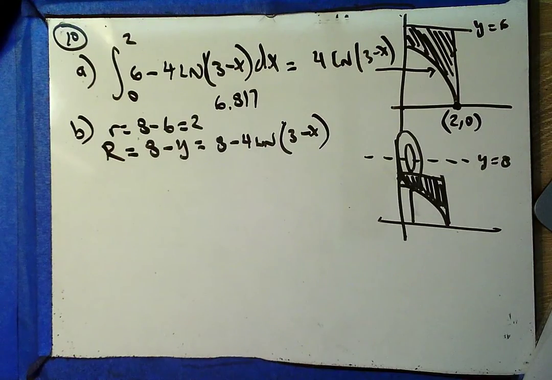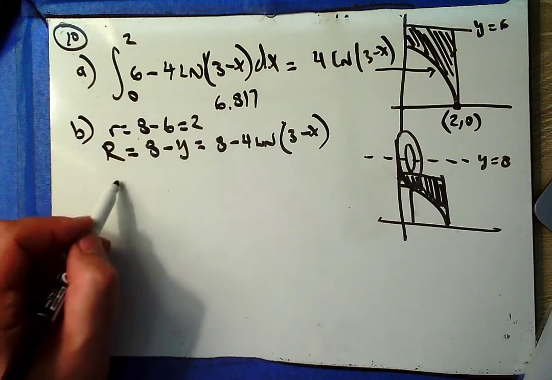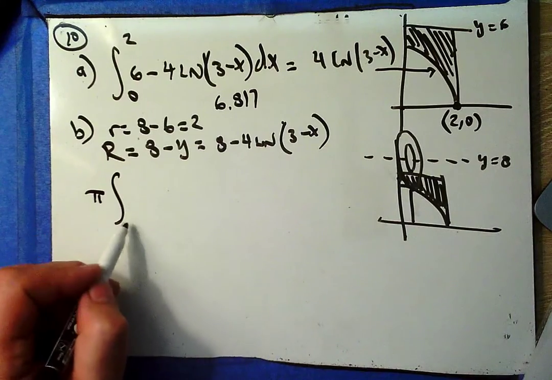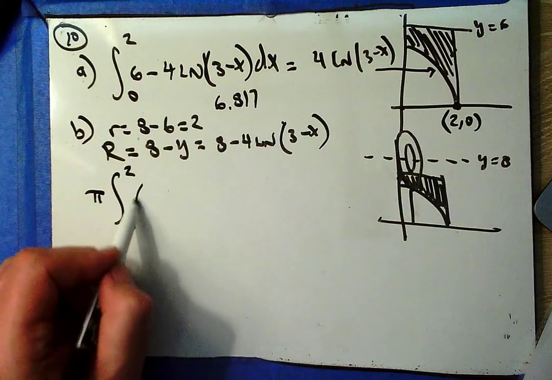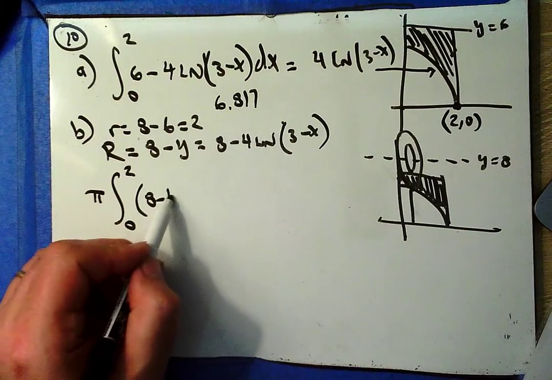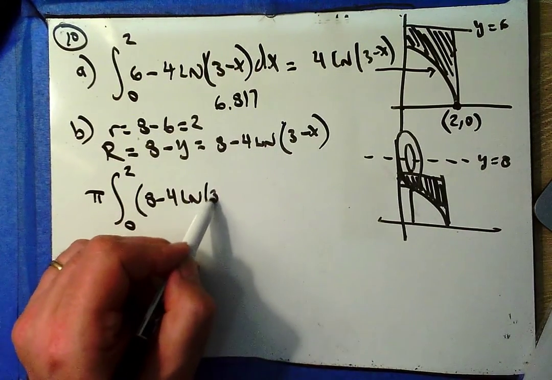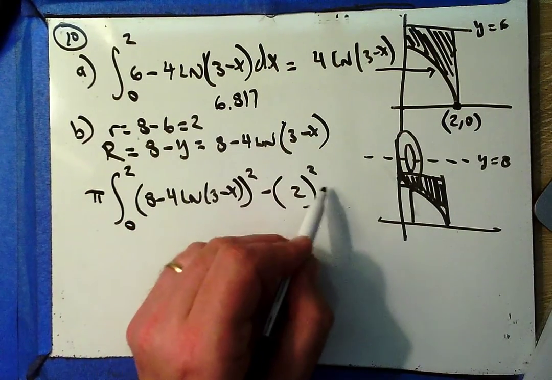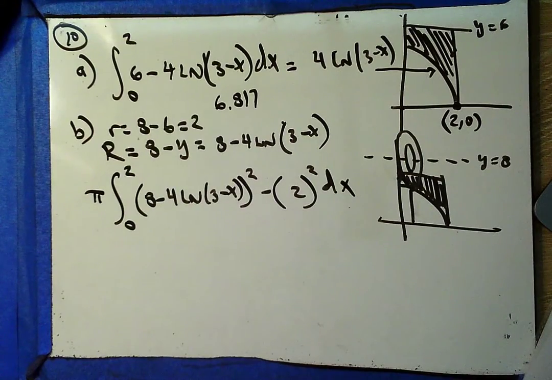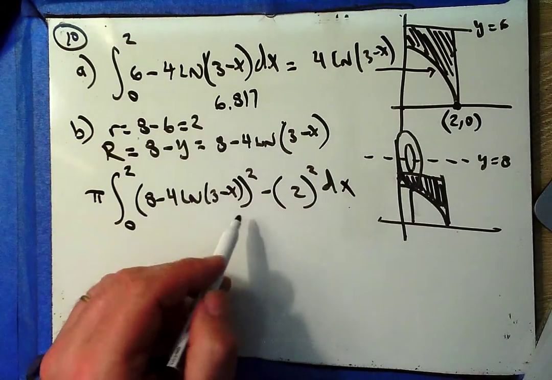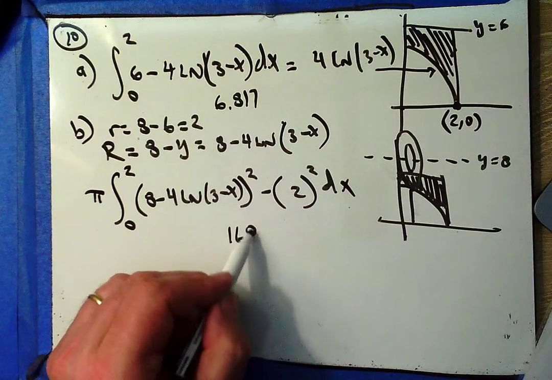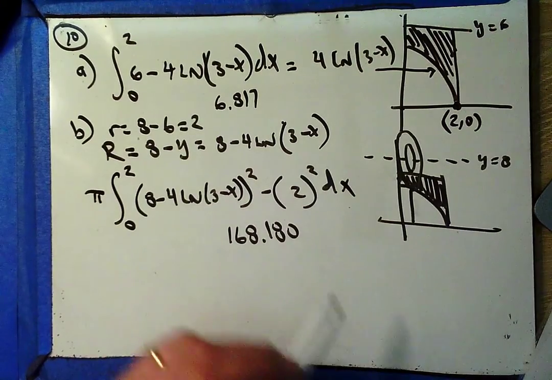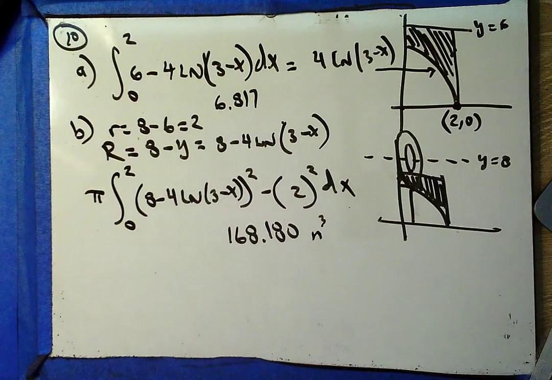So I've got a little r and a big R. Don't forget your pi. We're integrating from 0 to 2 because this is a dx integral. 8 minus 4 ln 3 minus x squared minus 2 squared dx would be my integral. And when I evaluated this, I got 168.180 units cubed for my volume for 10b.